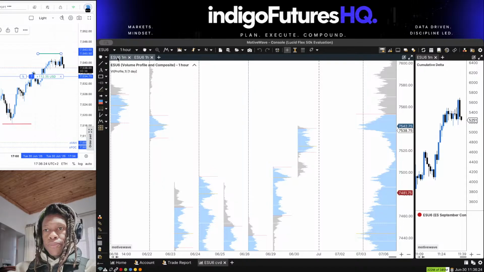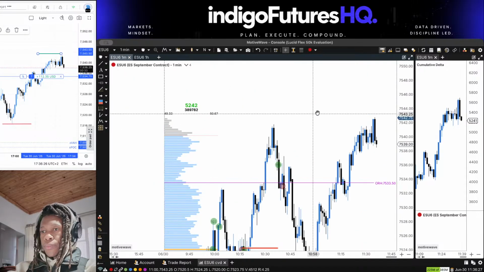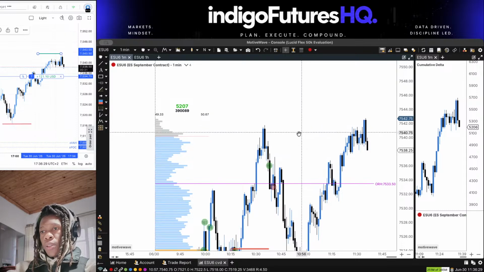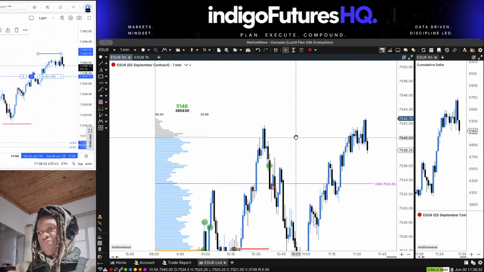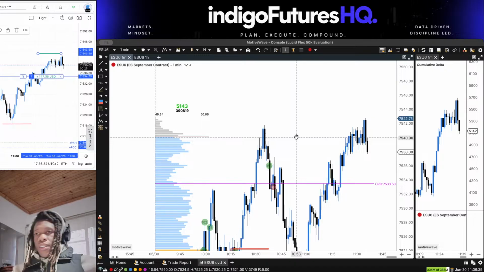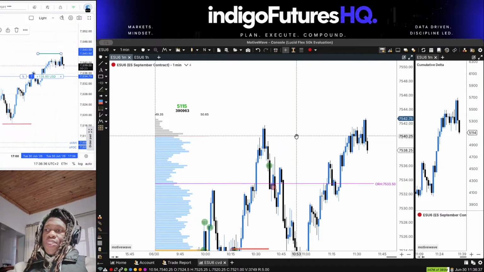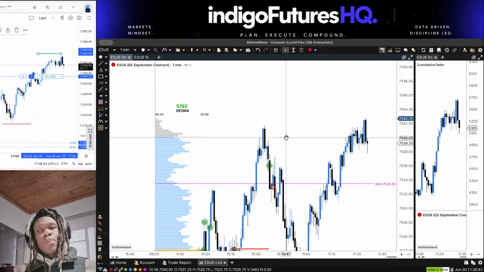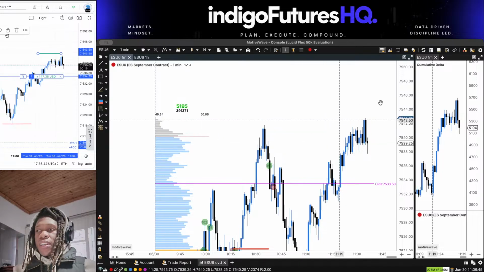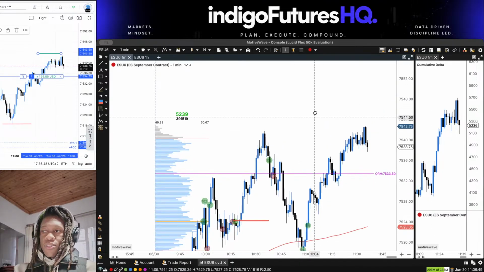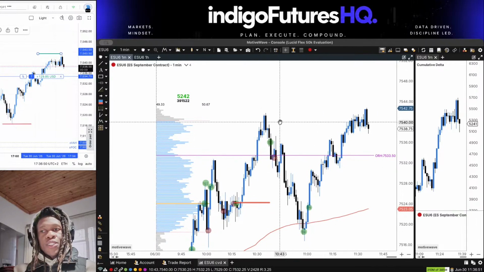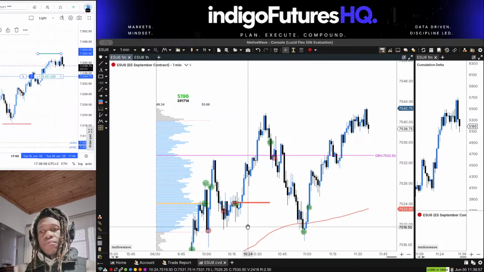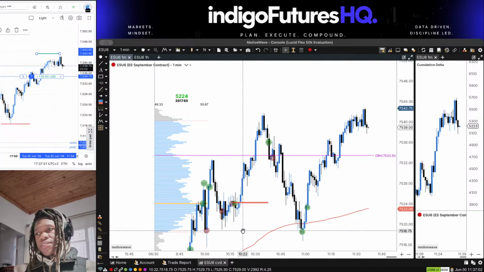I'm reloading. We see now we're within value again, which is not what we want to see. We don't want price back inside value, because anytime we move back inside this range, there's reason to rotate to the other side of it. There's reason to come all the way back to 518. You know what I mean?